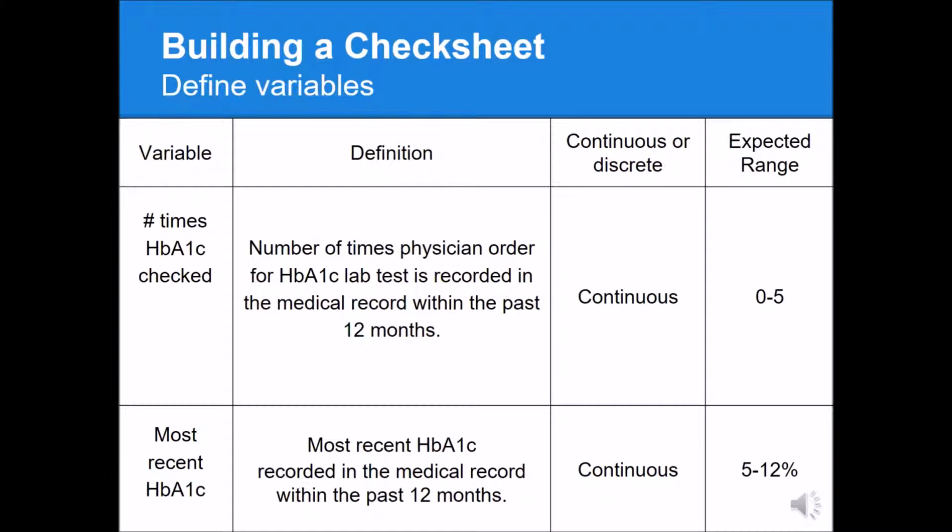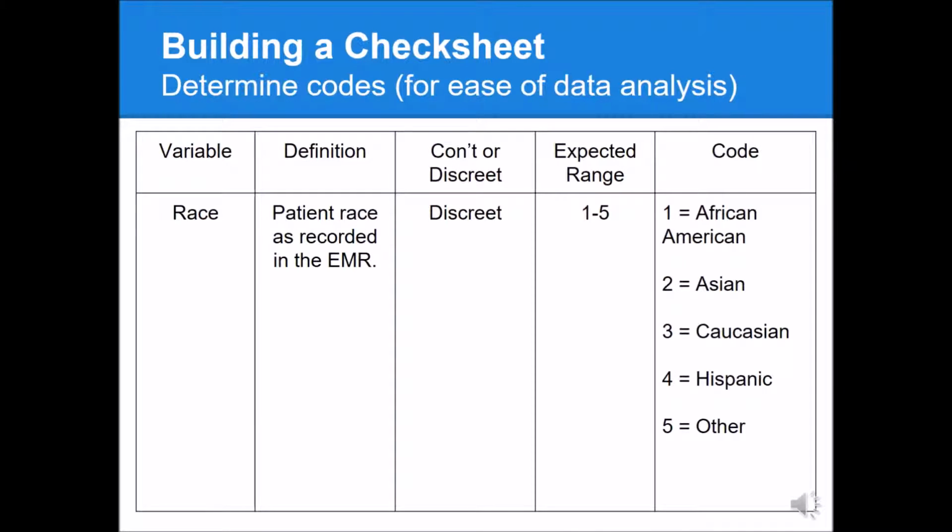As you can see, I listed a second example here, the most recent hemoglobin A1C, and that was defined specifically as the most recent hemoglobin A1C recorded in the medical record within the past 12 months, also being a continuous variable, and then an expected range for this one as well. I mentioned earlier about planning for codes for discrete variables, and this is what I mean. So for instance, for race, there's a limited number of responses to that question, and rather than typing out the word every time when you're entering data into your spreadsheet or your database, having a numerical code for those responses just makes it quicker and easier.